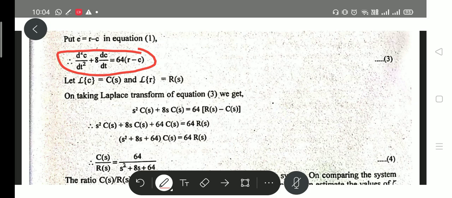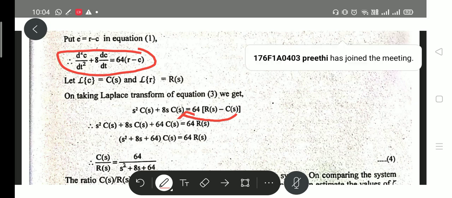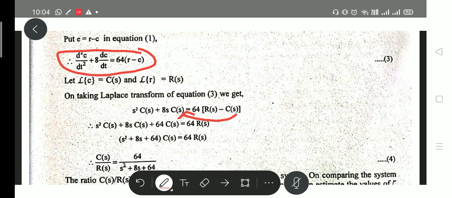Then simplify this equation and bring all the c of s to this side, then we will get s square c of s plus 8s c of s plus 64 c of s is equal to 64 r of s. After that, take c of s common, then we will get s square plus 8s plus 64 into c of s is equal to 64 r of s. Already we know the transfer function is output by input, that is c of s by r of s. So c of s by r of s is equal to 64 by s square plus 8s plus 64.